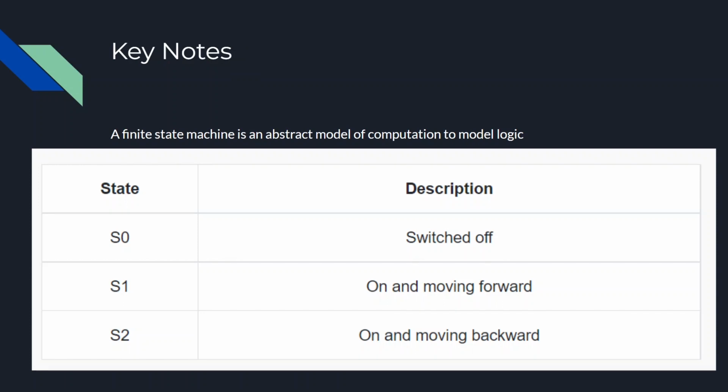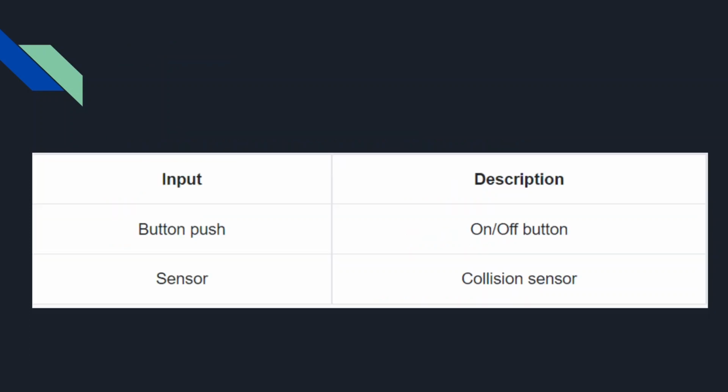So, some key notes. A finite state machine, as a definition, is an abstract model of computation to model logic. Here are some basic things you've got to know. S0, S1, and S2. S0 is switched off. S1 is on and moving forward. S2 is on and moving backwards. So this is a generalization of different states. Now, to move between different states, you can have a push button and things like that. That's the basic idea of all the states.